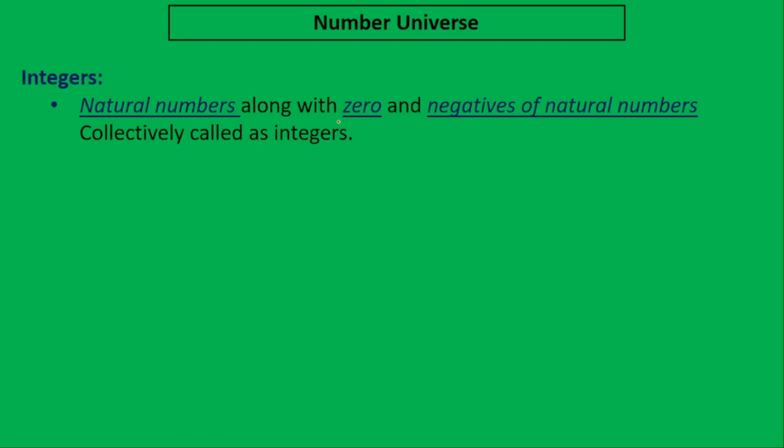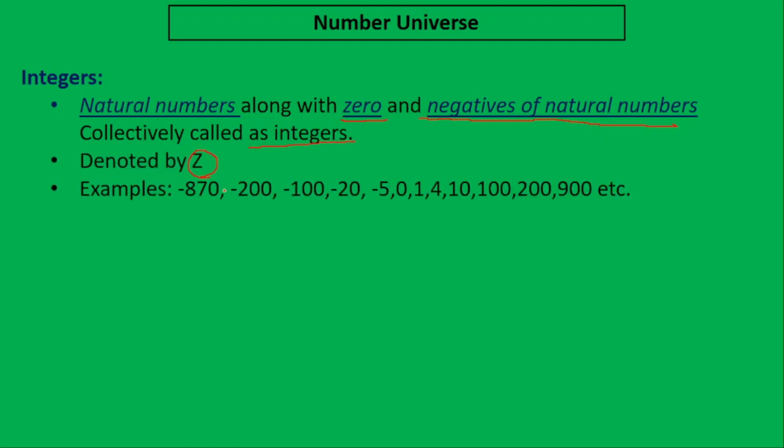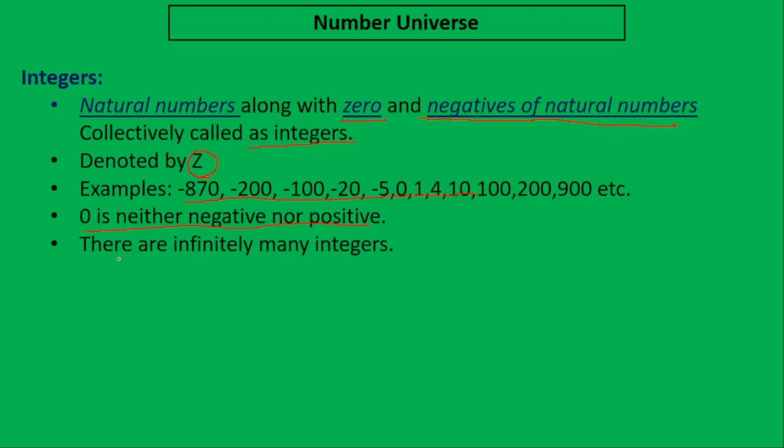Integers. Natural numbers along with 0 and negatives of natural numbers are collectively called integers. -5, -3, 0, 1, 2, 3, 600, 700, like that. So natural numbers plus 0, that is whole numbers, and negatives of all these. Integers are denoted by Z. These are the examples. 0 is neither negative nor positive. There are infinitely many integers.